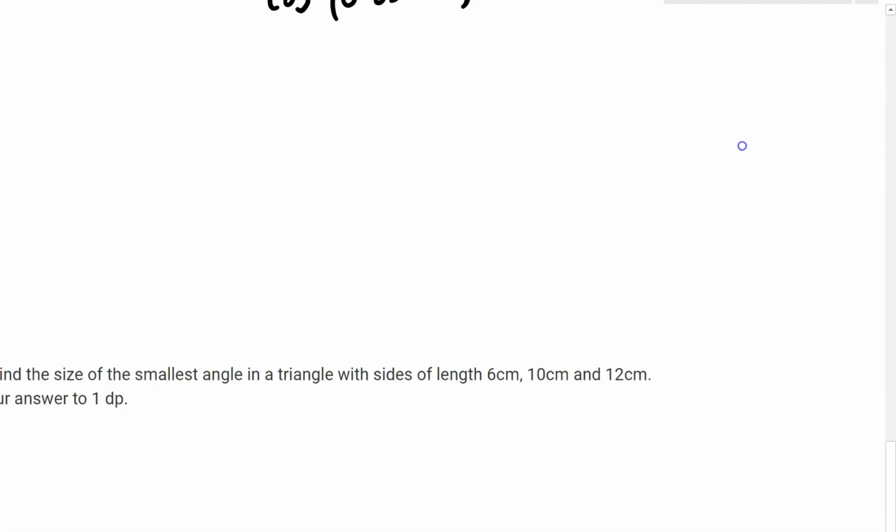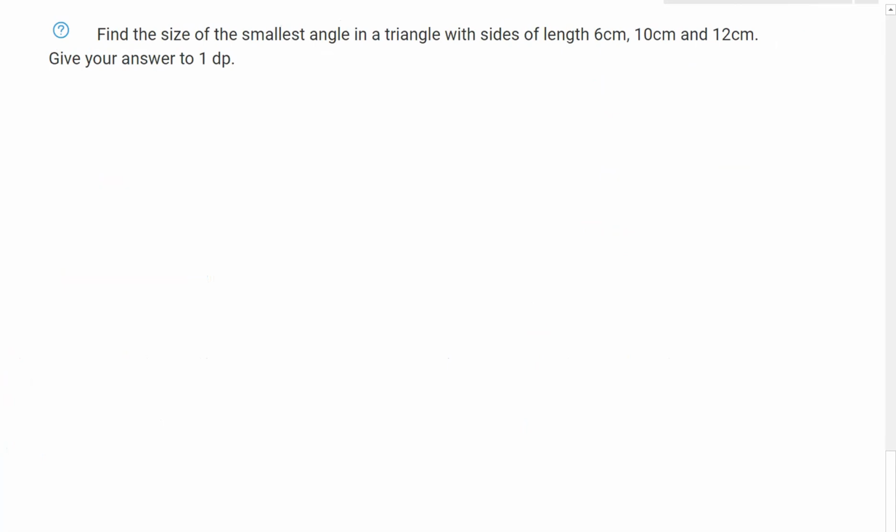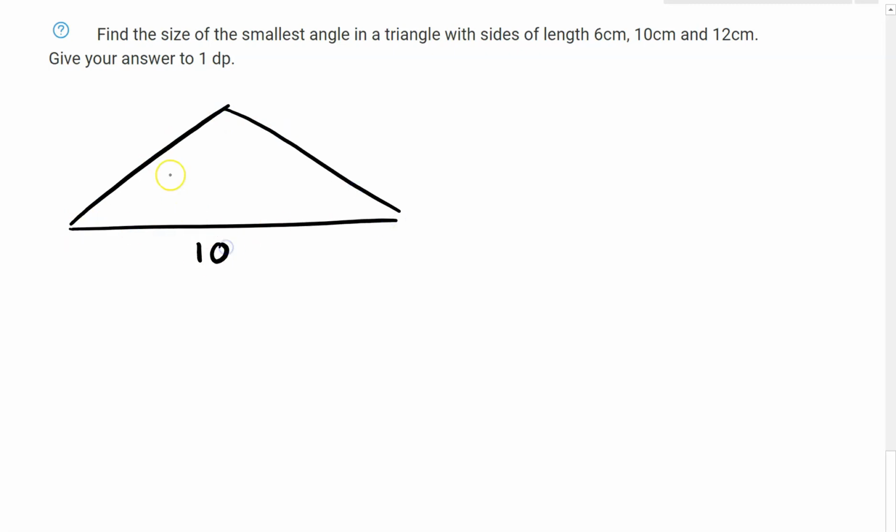Okie dokie. I think I've got one more. Yes. So find the smallest angle in the triangle with lengths. Okay, so we've got a 10. Oh, my longest side's a 12 actually. 12, a 10 and a 6. And we want to find the smallest angle. Well, we don't know necessarily which one the smallest angle is. I'm going to guess is that one. That's going to be 6. No, I think it's going to be that one. Anyway, we're going to have to find them all.